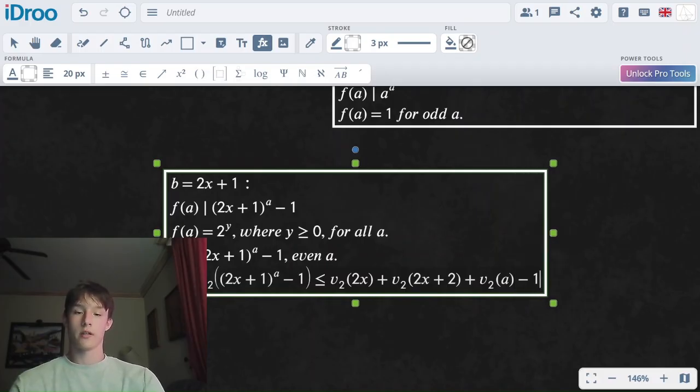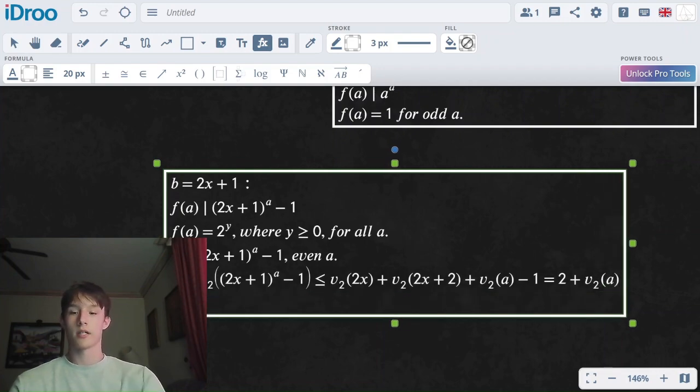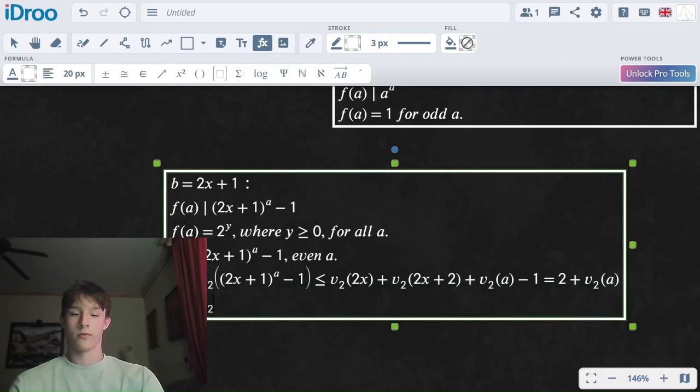And this thing, we know that we can choose any x, so we can choose x equal to 1 and get that this is equal to 2 plus v2 of a. And that's actually the best bound because 2x times 2x plus 2 is always divisible by 8. And from here we can say y is less than or equal to v2 of 4a.